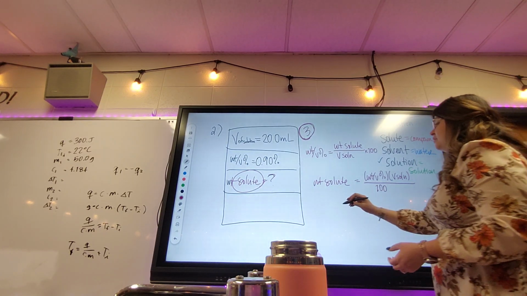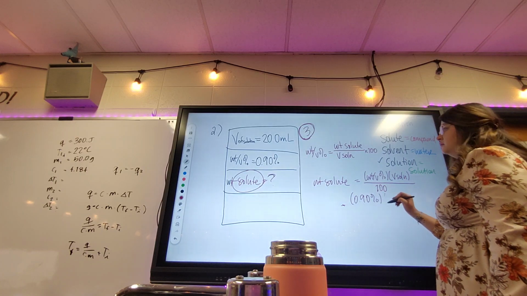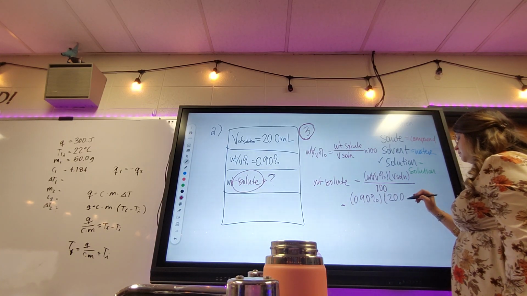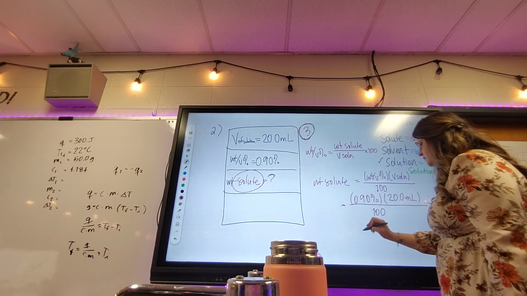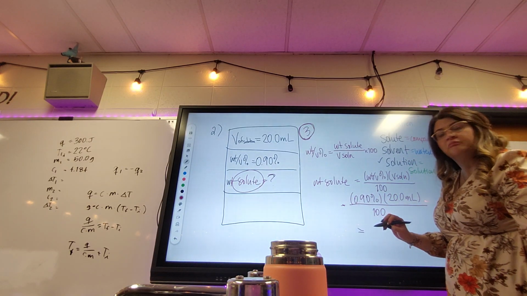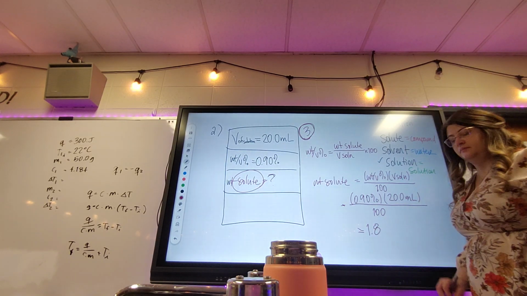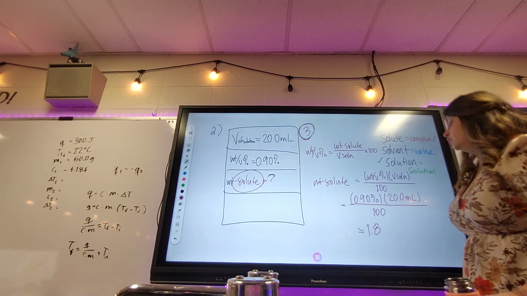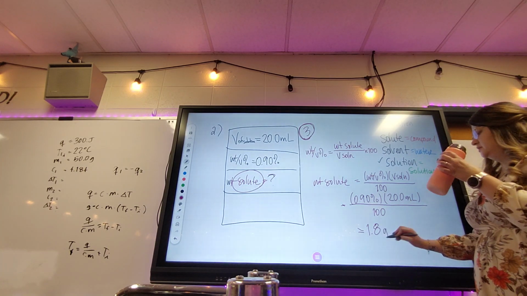And now you can just put your numbers in. 0.90%, 20 milliliters divided by 100. I believe you get 1.8. How many significant figures should you have? 2. What should be your unit? Well done.